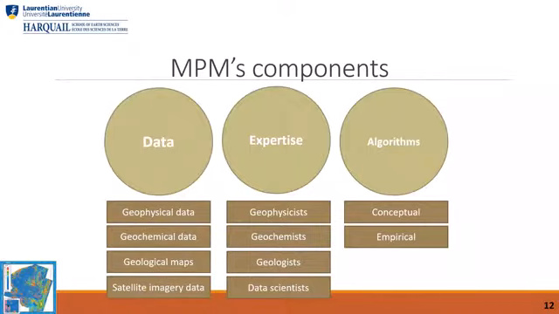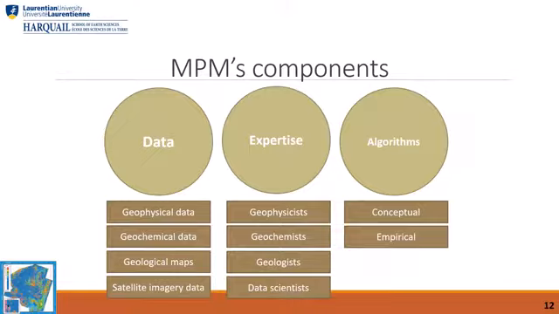So I think mineral potential mapping has three main components. The first component is the data sets that we have. We have different types of data sets: geophysical data, remote sensing data sets, and also geological maps. And with different types of data sets, we do need people with different expertise to interpret them and recognize anomalous patterns in those data sets that are associated with our mineral deposits.